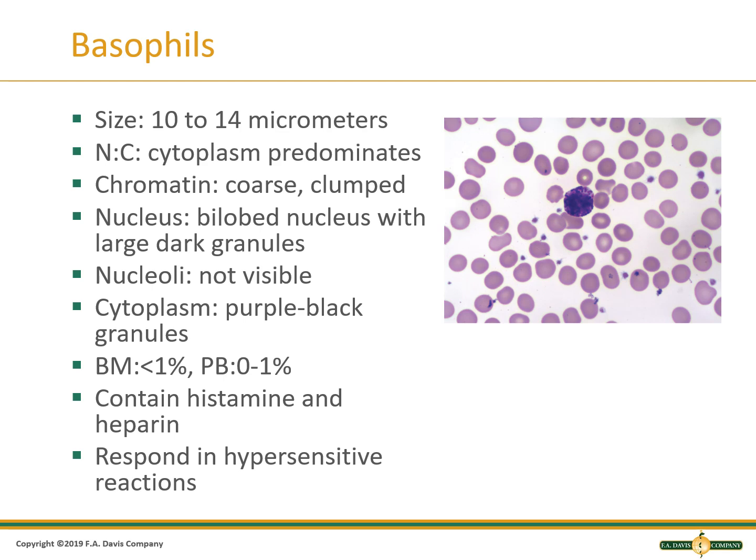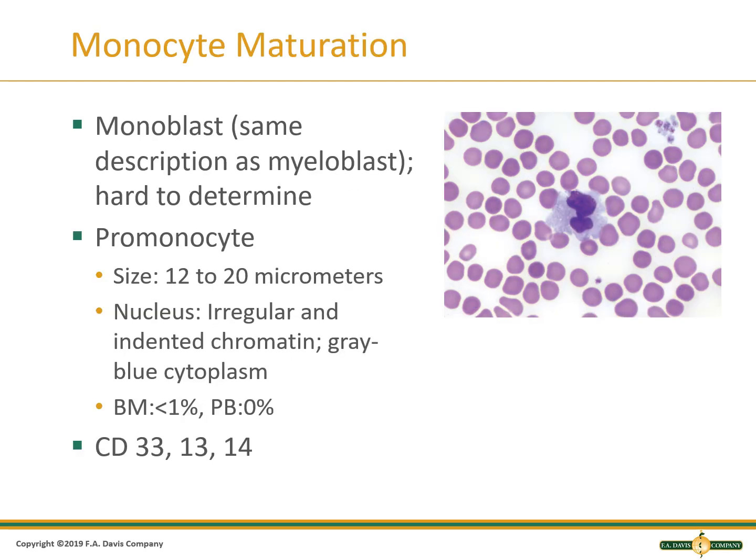The basophils contain histamine and heparin, and they are part of the body's response to hypersensitivity reactions. Next, we have the monocyte. So we have the monoblast, and it's going to be the same description as the myeloblast, and it is hard to determine visually. This is just a regular old mature monocyte in this image here.